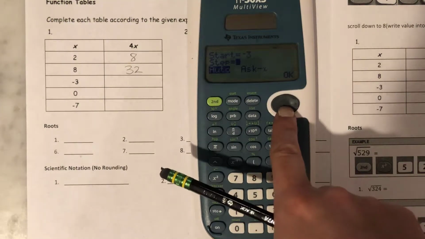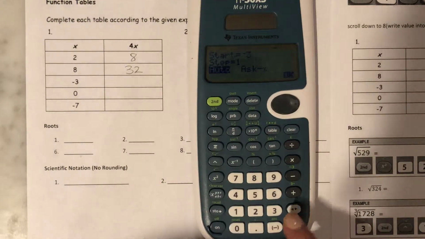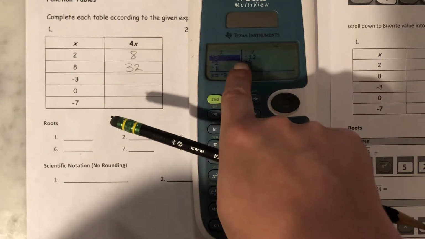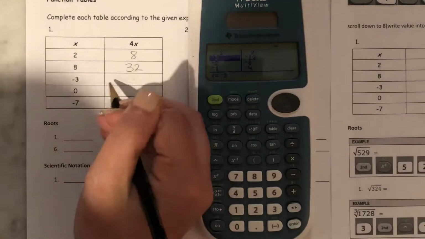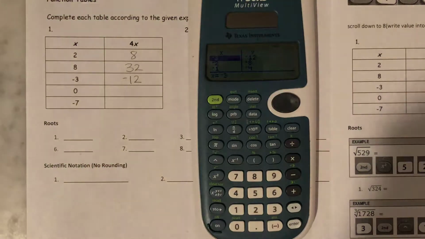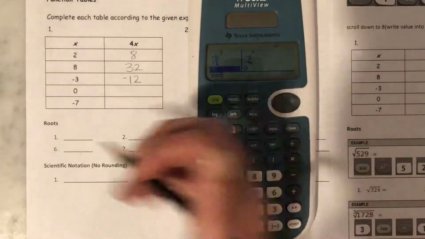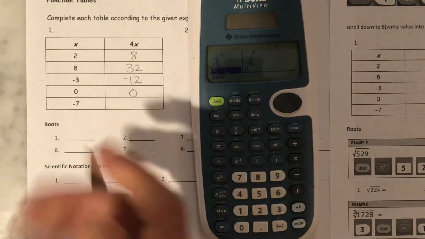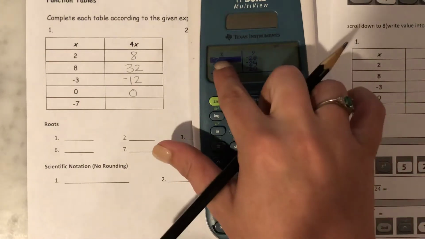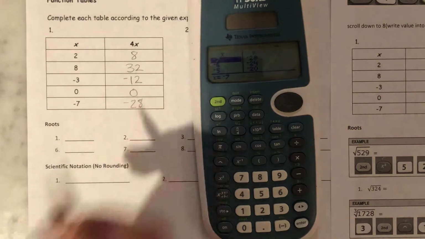So if I press my down arrow, it's going to get me to OK as well. And then I'm going to press enter. And so when x is negative 3, y is a negative 12. Okay, and so it's your choice, however you want to go about it. 0 is pretty close, so I'm just going to scroll. Negative 7 isn't too far away, so I'm just going to scroll. So when x is negative 7, y is negative 28. Okay?